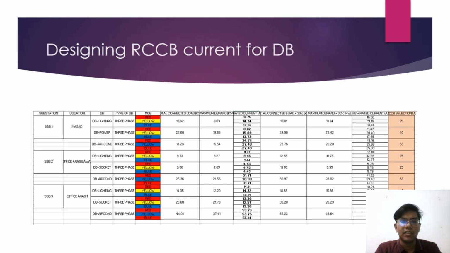Next, in order to design and select the rating current for RCCB for distribution load at the office first floor, we must find the new rated current by using the same method for MCCB, where we need to find the TCL and determine the rated current increase by 30%. From the new rated current for each phase, we will select the highest value to determine the RCCB value.